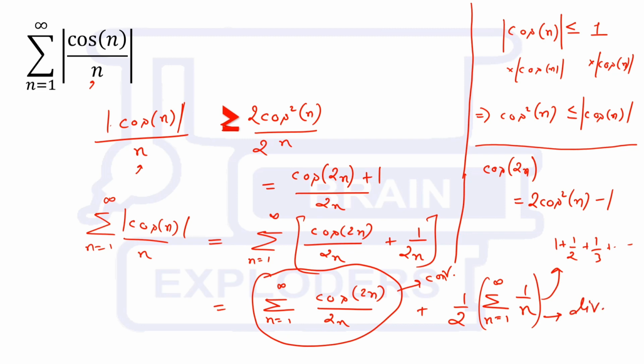So the sum of an infinite value and a finite value is obviously an infinite value, meaning this series is also divergent, meaning summation n equals 1 to infinity mod cos n upon n is divergent. Hence our given series is a conditionally convergent series.